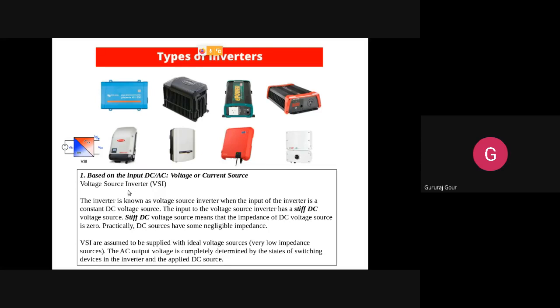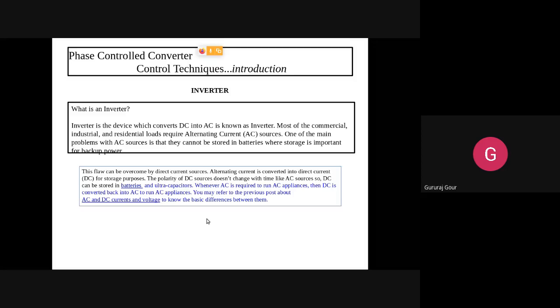The first category comes under what kind of input you are going to apply, maybe in the form of voltage or current. So what could be your source? It may be a DC or AC source. In that, the first one you can see is VSI, voltage source inverter. Here it has been shown with this small block. Input is going to be a voltage source, meaning DC voltage. Voltage source means it is a DC voltage source, because the inverter is going to convert your DC to AC.